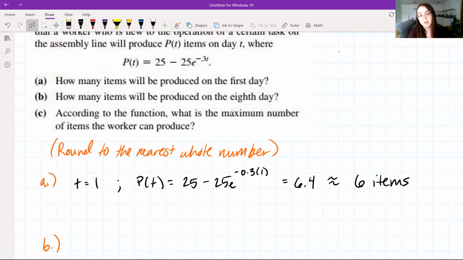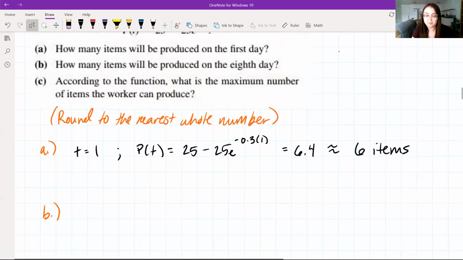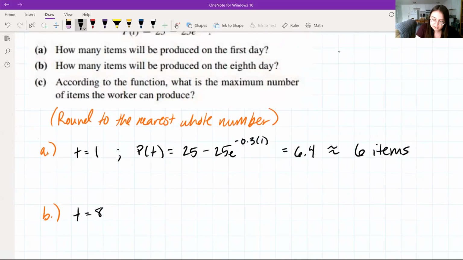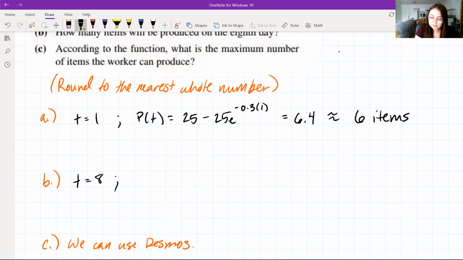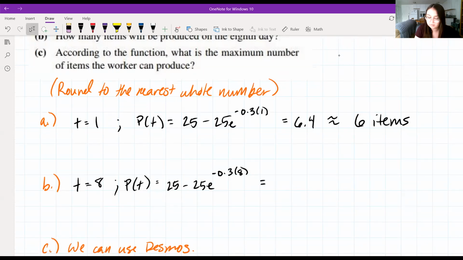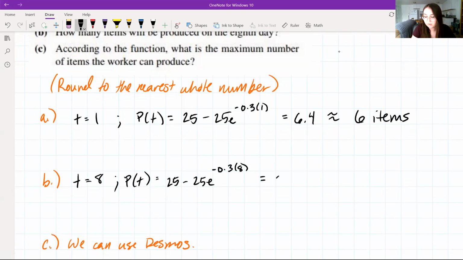Now for part B, we want to see how many items will be produced on the 8th day. Since we're thinking about the 8th day, we're just replacing T with 8 and calculating for P of T. So for B, we can say T equals 8, and we do the same thing. P of T is equal to 25 minus 25 times e to the negative 0.3 times 8. And this is going to give us a value of 22.73, which since we need to round to the nearest whole number, is about 23 items.